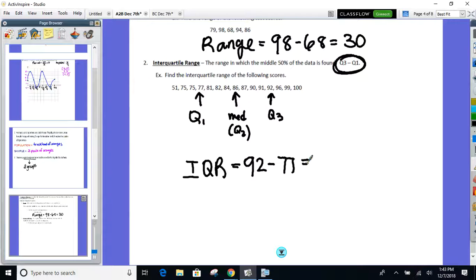So the interquartile range would be 15. And good news, your calculator does that. I'll show you in a couple minutes. Your calculator will produce that value or help you get that value.